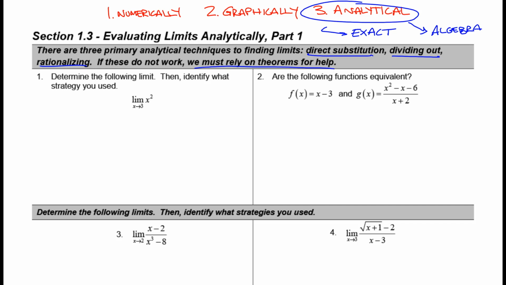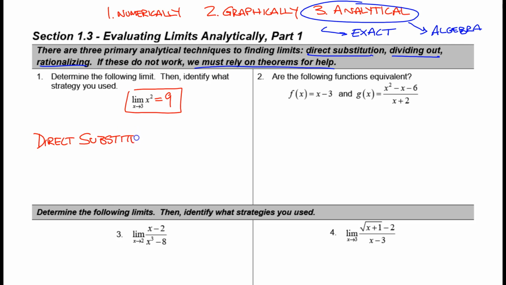All right, so let's look at the first example. Determine the following limit, then identify what strategy you used. Well, the limit of x squared as x approaches 3. I know that the function x squared is continuous for all real numbers, so there's no discontinuities or anything there that's going to act crazy. So I plug in 3 there and I get 3 squared. So the answer to that is 9. And what technique did I use? That's just direct substitution.